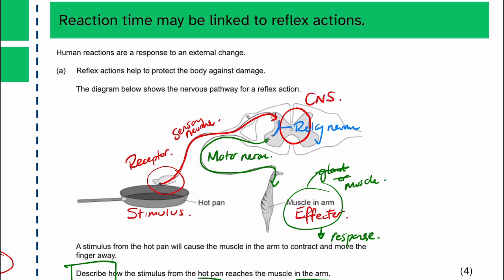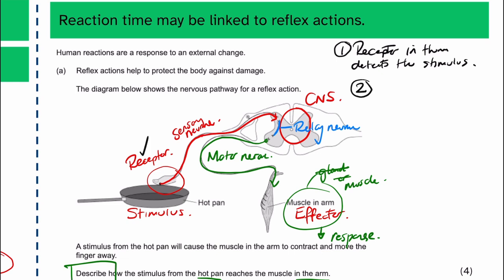Because this is a long answer, 4 marks, it's going to require you to write in a logical way, and obviously it's asking for how it gets from one place to another, so it goes in order. So it would be a good time to pull out our bullet points. So bullet point 1. The first thing is that the receptor cell in the receptor in the thumb detects the stimulus, okay, of the hot pan.